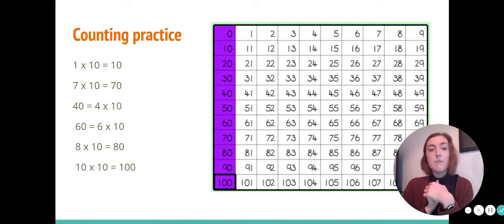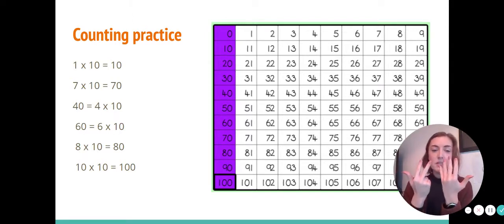Then I told you that something times 10 equals 80. So you might have spotted the pattern, or we start at 0 and we count in tens until we get to 80. 10, 20, 30, 40, 50, 60, 70, 80. How many jumps did that take me? 8. So 8 times 10 is 80.